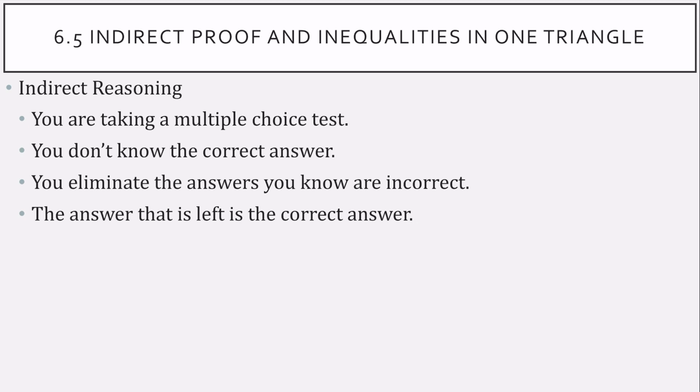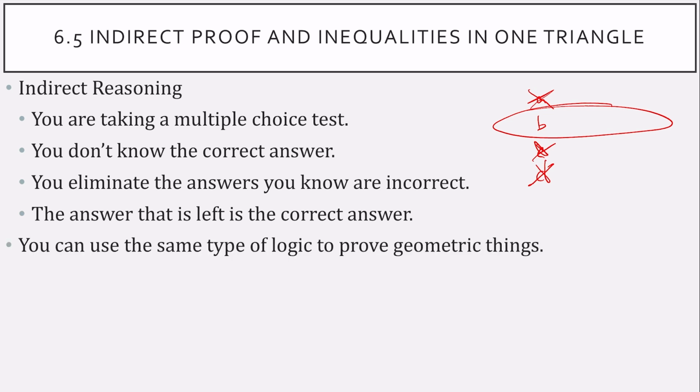Imagine you're taking a multiple choice test, but you don't know the correct answer. Does that sound familiar? However, you know some answers are incorrect, so you eliminate those answers. So instead of A, B, C, D as your options, you know it's not A, you know it's not C, you're pretty sure it's not D. Oh, that leaves B as your correct answer, because it's the only one that's left. That is indirect reasoning. You don't really know the answer, but you eliminate all the other possibilities.